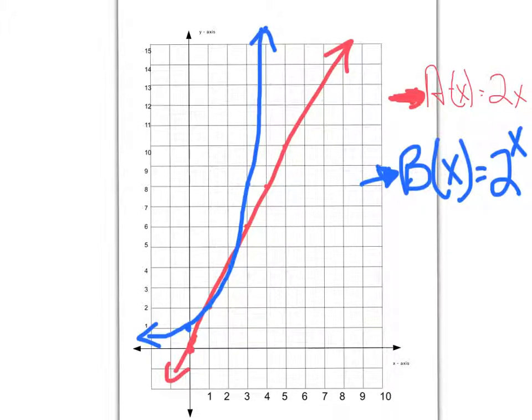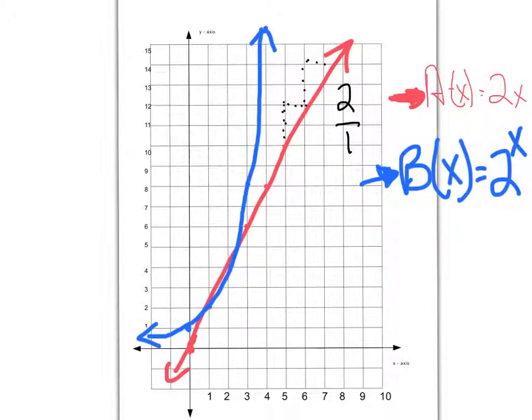A couple of the key points to remember about the differences between a of x, a linear function, and b of x, an exponential, we can start by talking about their slope. If you look at the function a of x, the slope is always a rise of 2, a run of 1. Rise of 2, a run of 1, to give us a slope of 2 over 1.